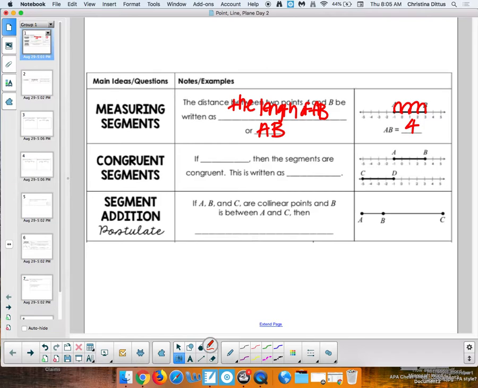Okay. If we have two things that are the same, so if AB equals CD, so if they're the same length, then we say that the segments are congruent, they're equal. How we write congruent is this little equal sign with a squiggly on top. So if they're the same length, we write that as AB is congruent to CD.